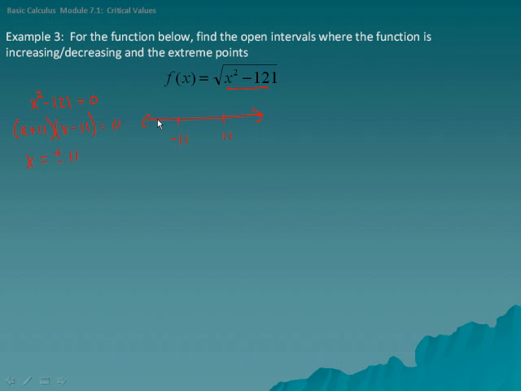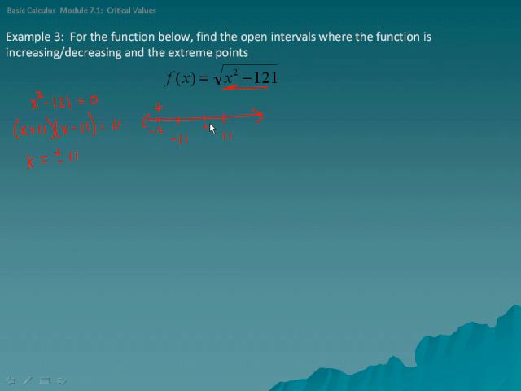If I put in negative 12 in there and we squared it, that would give me a positive 144 minus 121, which would give me a positive value, so we're okay there. Because we wouldn't be able to take the square root of a negative number.